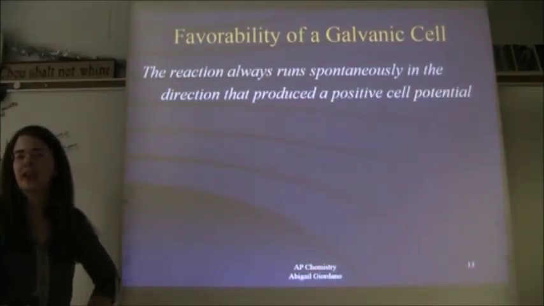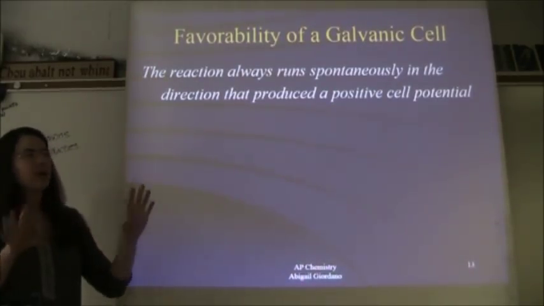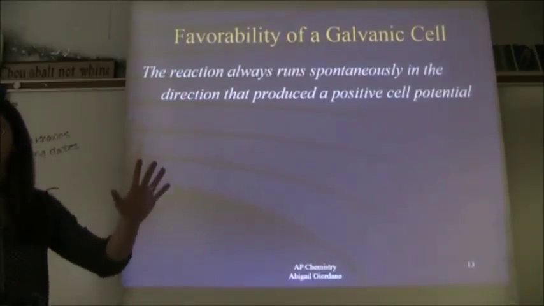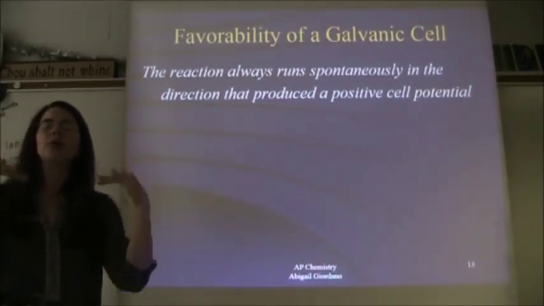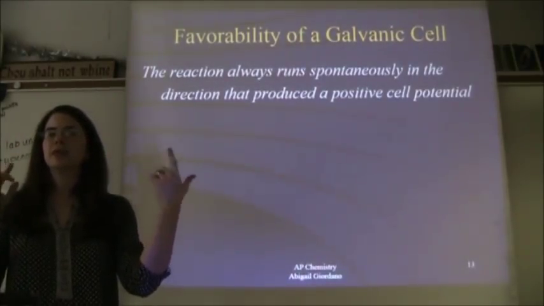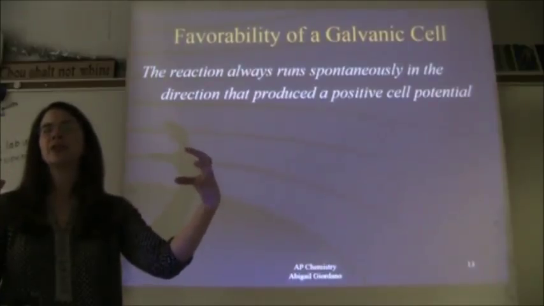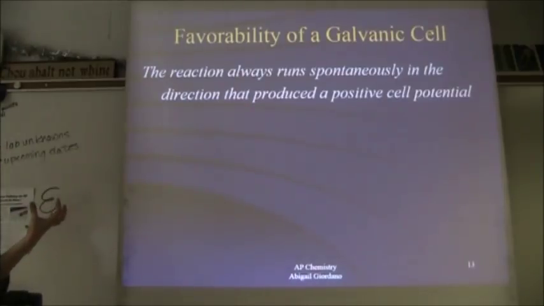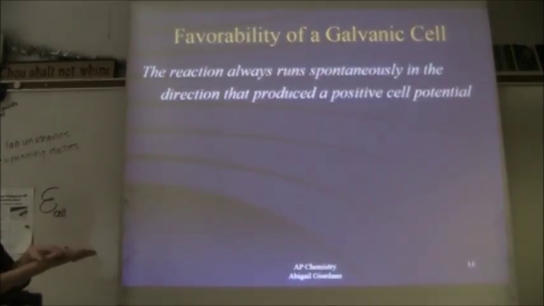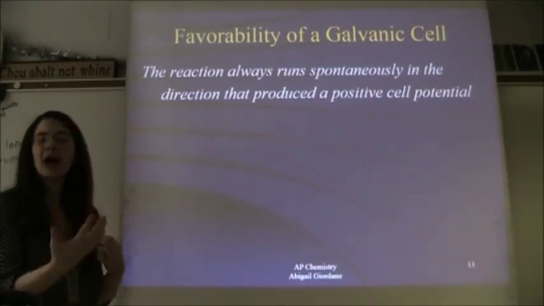So guys, here's the thing. And I sort of started to hint at this a little bit, but I want to make sure that this concept is now very, very clear in your minds. Why do we always have to flip one of our reactions? Why do we have to do that? To turn one of the reactions from a reduction into an oxidation, okay? And when we add them together, I said, we flip that one so that we can get a positive cell potential.